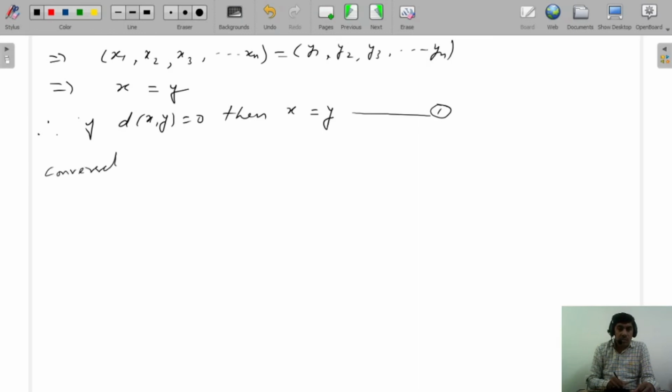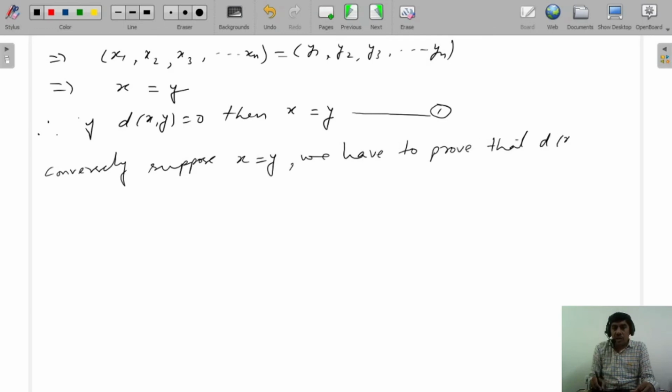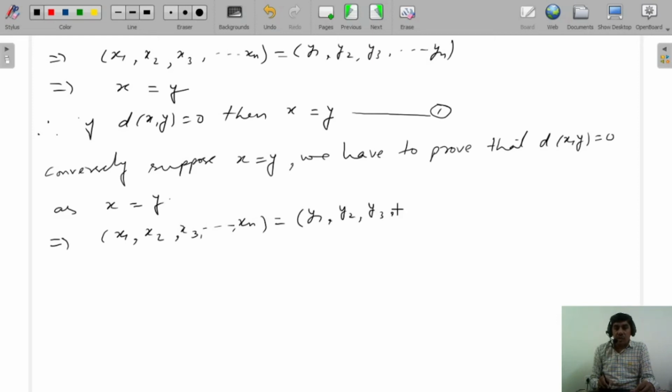Conversely, suppose x is equal to y. We have to prove that dxy is equal to 0. As x is equal to y, this implies (x1, x2, x3, ..., xn) is equal to (y1, y2, y3, ..., yn).